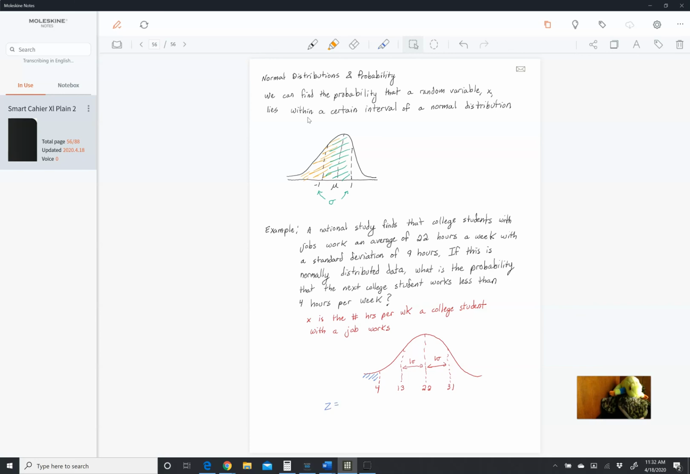How do we find the z-score? We do our random variable, the random variable that we have, minus the mean, over the standard deviation. So here our random variable is 4. Our mean is 22 and our standard deviation is 9. So if we plug that in, we get -2.